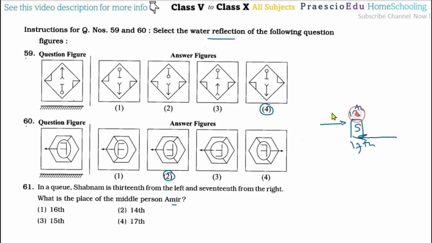So she is 13th from the left, which means here 12 persons, and 17th from the right means here 16 persons. So it means 12 plus 1 Shabnam plus this 16, so that is 29. For the middle one, 29 plus 1 divided by 2 means 30 by 2, so that is the 15th. So the 15th is the middle person, who is Amir, and the 15th is given in option number 3.